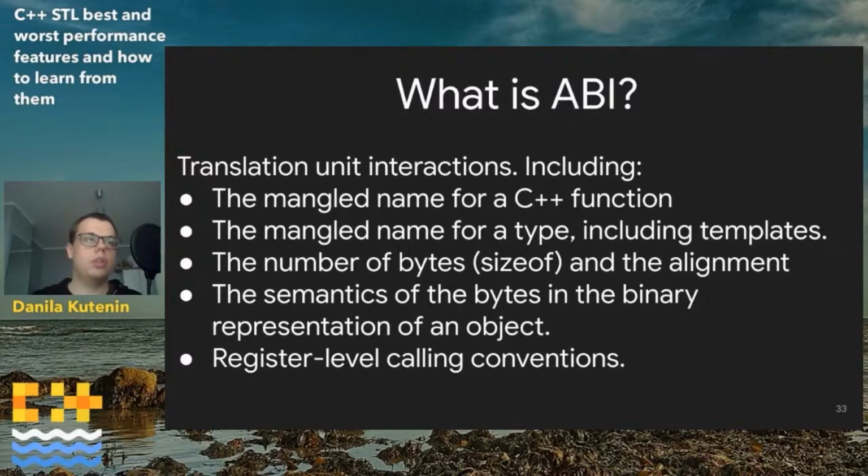What an ABI break means is that we cannot change the name of the function. We cannot, for example, change the number of bytes of the class because, in one translation unit, we prepare some class, and the other translation unit doesn't understand this number of bytes. We cannot change the alignment. We must comply with the register calling conventions. So there are lots of reasons why we can't change.